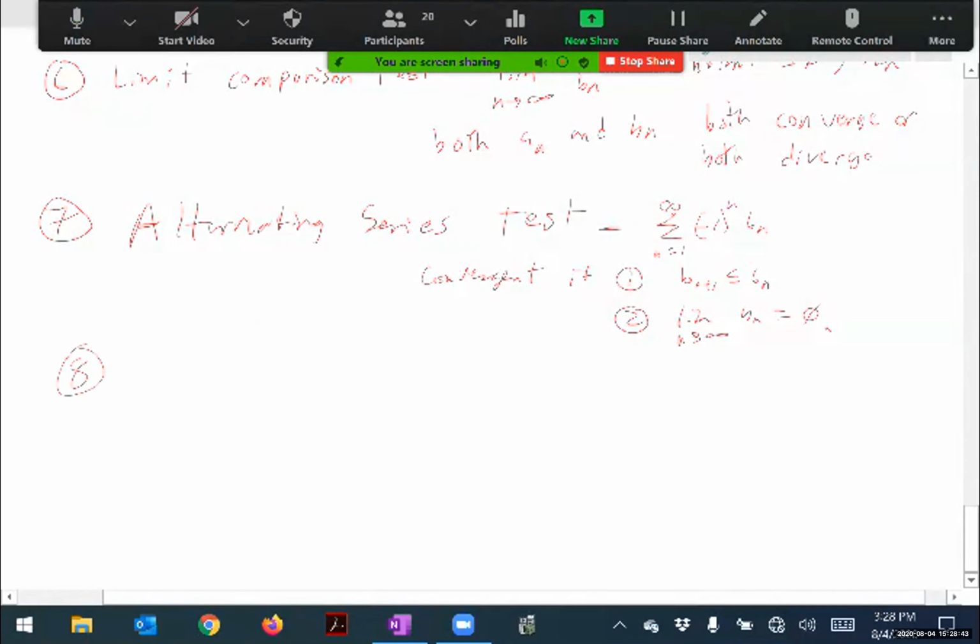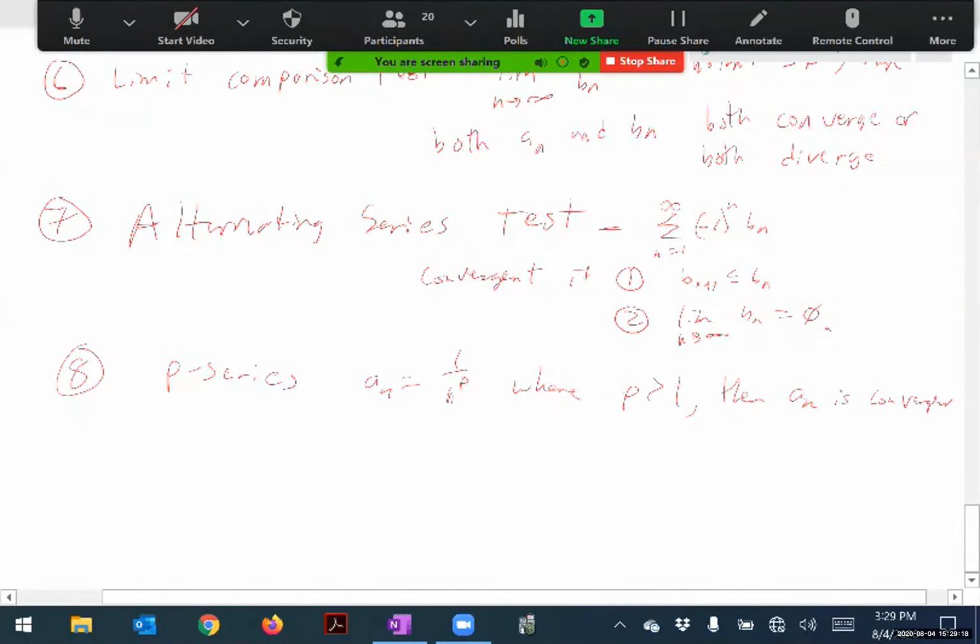Number 8. Okay, number 8, I should have done this one a lot earlier, but that's fine. Number 8 is the p-series. A sub n is equal to 1 over n to the p. If p is greater than 1, then A sub n is convergent.